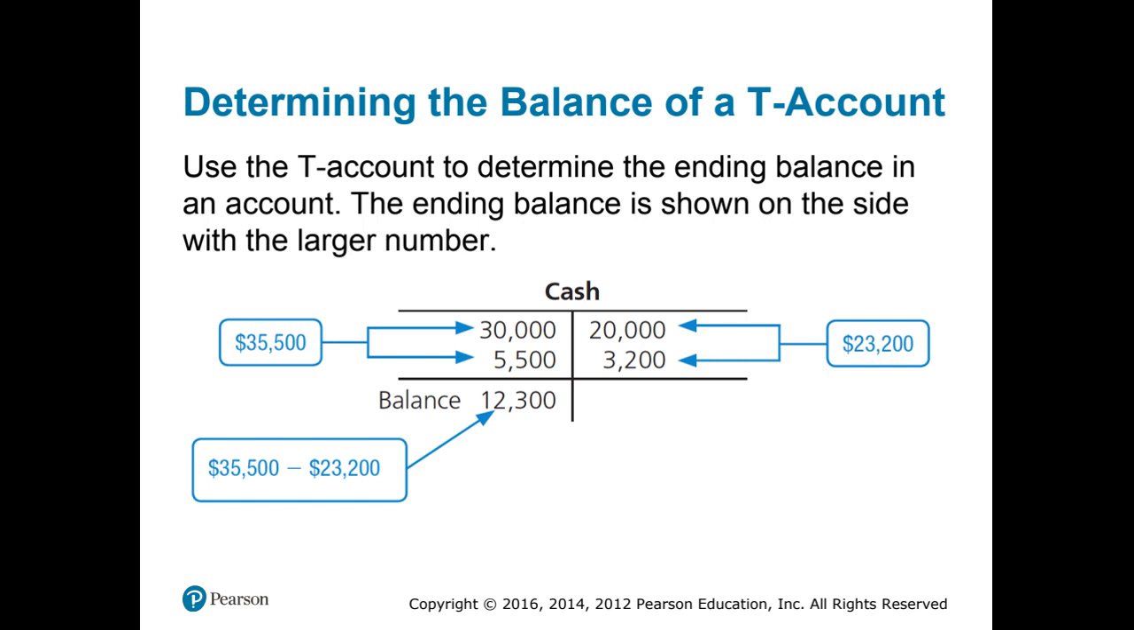When we combine those, the balance that is in our cash account currently is $12,300, and that is on the left, debit side of the account because that side is the larger side, right? When we add these together, we're left with $35,500 over here, $23,200 over there. When we find the difference of the two, the larger number is on the left, so the balance is going to go on the left-hand side, which is the $12,300 debit.